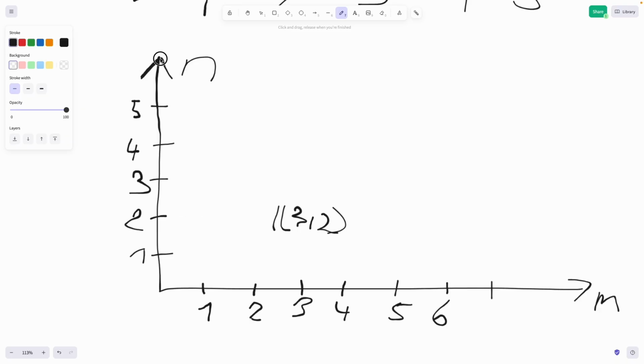This might not be the best way to draw it. Basically, what you just need to understand is that this is going to be a matrix of values where every value will have an index defined by m and n.